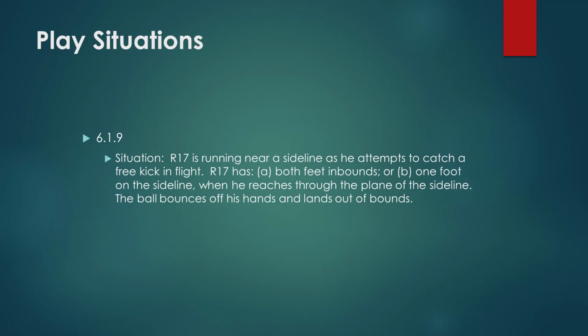6-1-9 situation, R17 is running near a sideline as he attempts to catch a free kick in flight. In situation A, R17 has both feet in bounds, and in B, 1 foot on the sideline when he reaches through the plane of the sideline. The ball bounces off his hands and lands out of bounds.